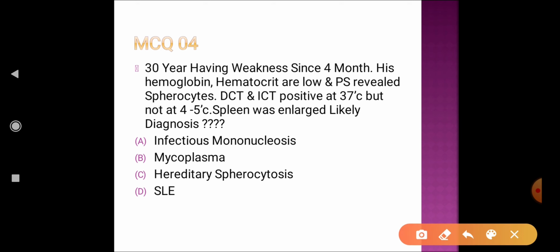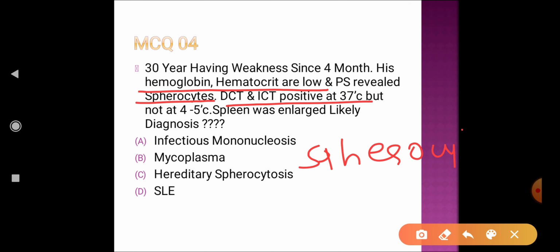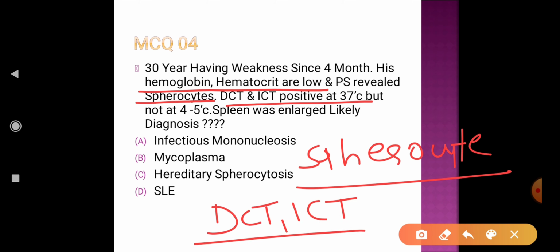So here the important points are the presence of spherocytes, low hemoglobin and hematocrit, and DCT and ICT positive. So guys, spherocytes are suggestive of some hemolytic anemia. Spherocytes are suggestive of autoimmune hemolytic anemia, or it could be hereditary spherocytosis. But here the DCT and ICT are positive. So the positive Coombs test is suggestive of autoantibodies against your RBC. So it could be a case of autoimmune hemolytic anemia.